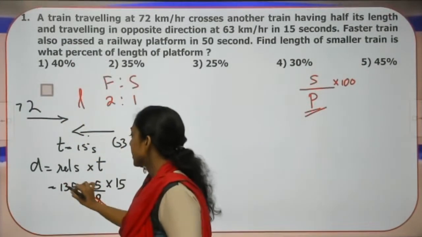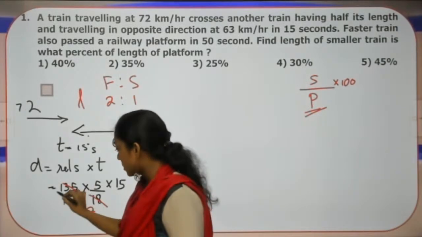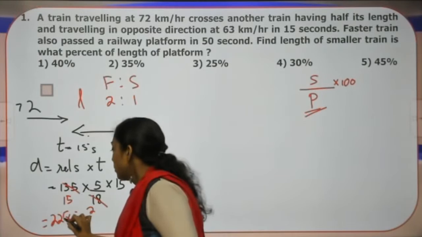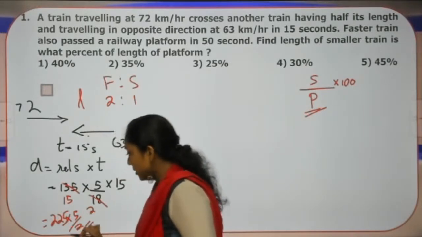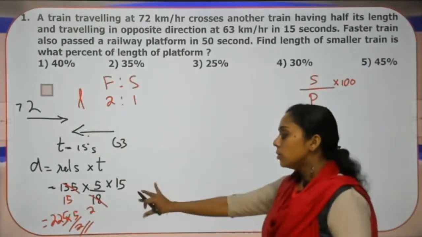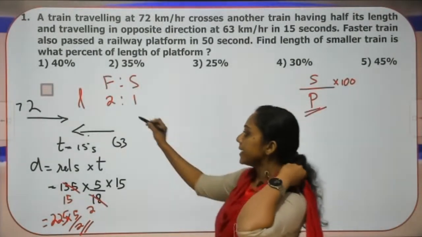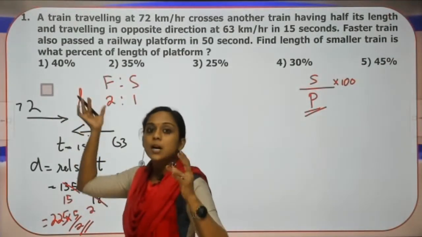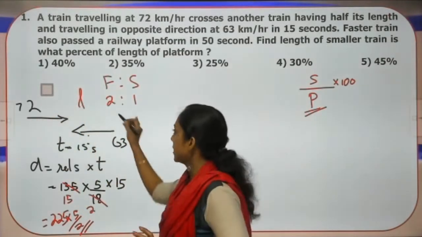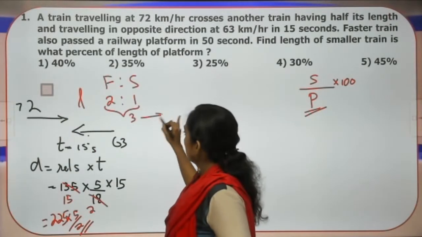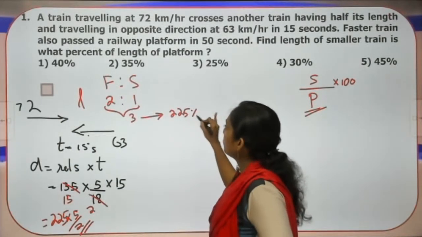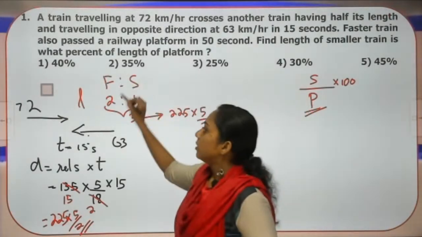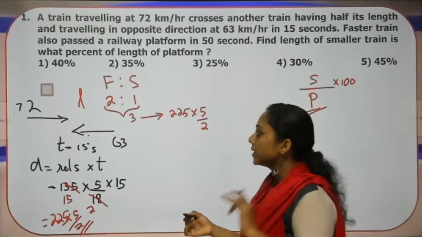Okay, I am simplifying with 9. So this is 2 and this is 15. So this you can write it as 225 into 5 by 2. I am putting it like that itself. Okay, so the distance is 225 into 5 by 2, and that is actually the sum of the length of the faster train plus slower train. Here what is the distance covered? Sum of the length of faster train plus slower train. So this 3 is 225 into 5 by 2. Okay, so you can find out the length of the faster train and slower train here.